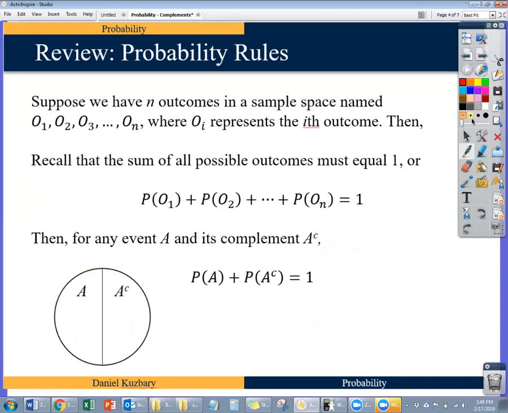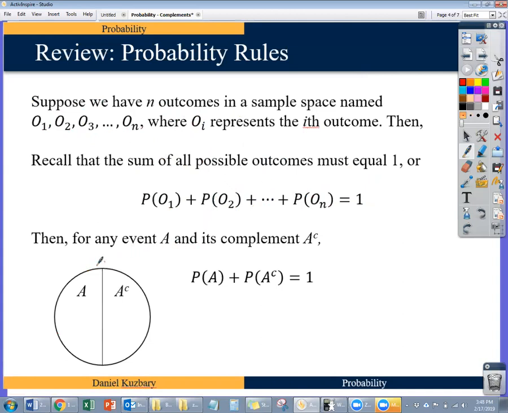All right, let's look at the rule of complements. Well, we're almost there. I wanted to review something first. Remember from a previous video, the introductory one for probability, that if we have n different outcomes in a sample space, and we label them O1, O2, O3, all the way to ON, so they're n different things, and they start with 1 and go to n, then the sum of the probabilities of all possible outcomes must equal 1. That should say the probability of all possible outcomes should equal 1. So if you add them all up, you should get 1.